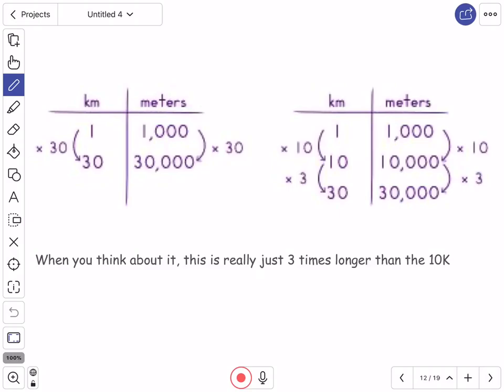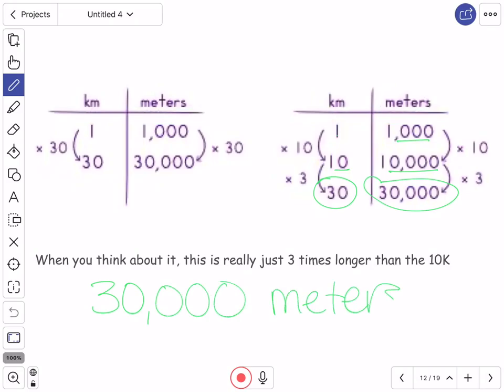Again, how many meters are there in a 30K race? All right, well, when you think about it, it really is just 3 times longer than a 10K race. So if I know that 1 kilometer is 1,000 meters and 10 kilometers is 10,000 meters, if I just triple that, 30 kilometers must be 30,000 meters.